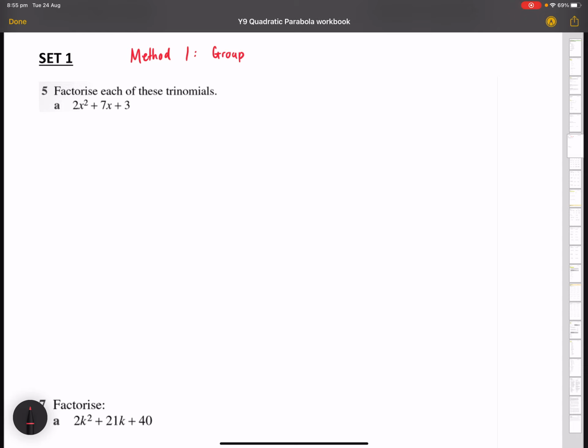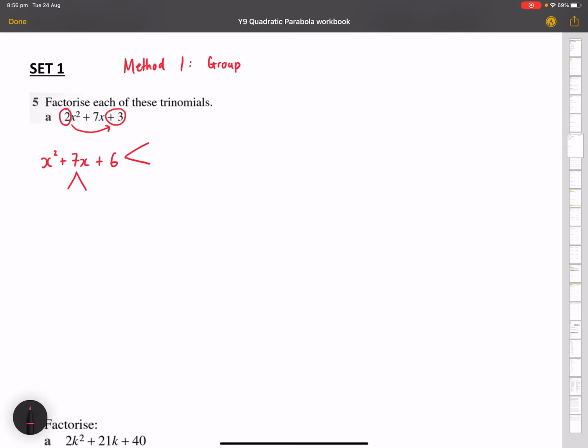For method 1, we take the leading coefficient, in this case a positive 2, and multiply it with the constant, which is a positive 3. So 2 times 3 is 6, and we rewrite this equation as x squared plus 7x plus 6. Then we ask ourselves, what two numbers multiply to give me 6, and the same two numbers add to give me 7?